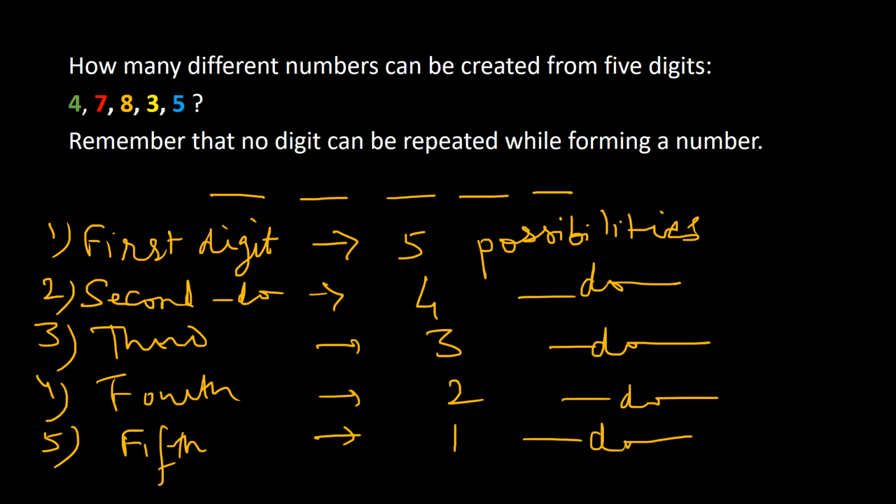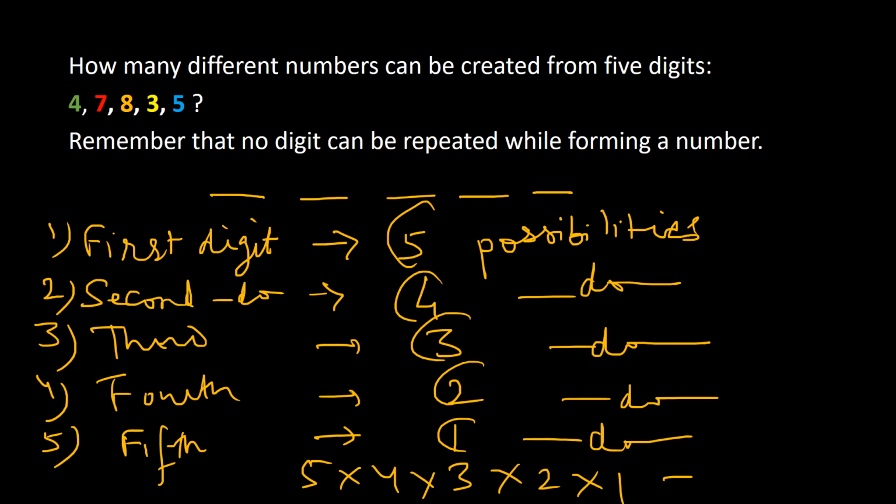So the total number of possibilities can be found out by multiplying all these possibilities, which is 5, 4, 3, 2 and 1. That is 5 into 4 into 3 into 2 into 1, which is equal to 120. So from 5 different digits given to us, a total of maximum 120 different numbers can be formed. Likewise, we can also find, suppose a 6-digit number is given, then how many different numbers can be formed. The same method has to be utilized for that purpose also.